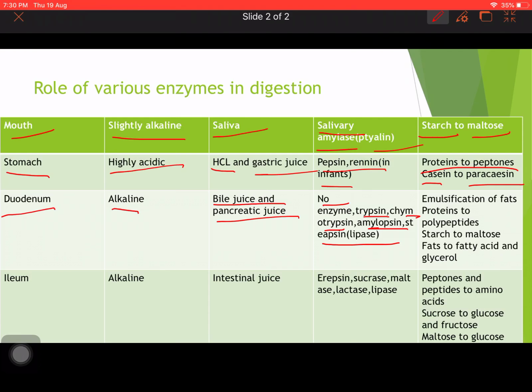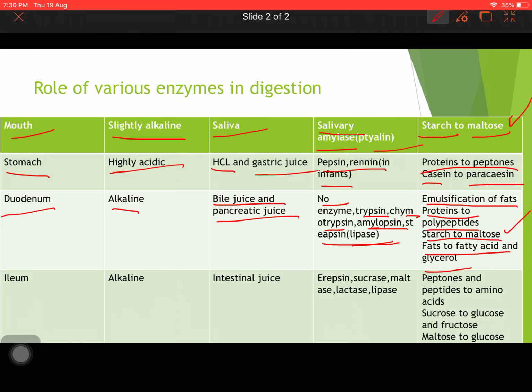How these enzymes work, we have told earlier. Just we will put stress on the conversion or the action. So they are acting on the emulsification of fats, they are converting the proteins to polypeptides, and they are converting the starch to maltose. See, here also starch is converted to maltose, and here also starch is converted to maltose. The same function is acting here and here, because both are amylase enzymes. So make it clear that amylase enzymes convert starch to maltose, and fats, by the action of lipase, are converted to fatty acid and glycerol.